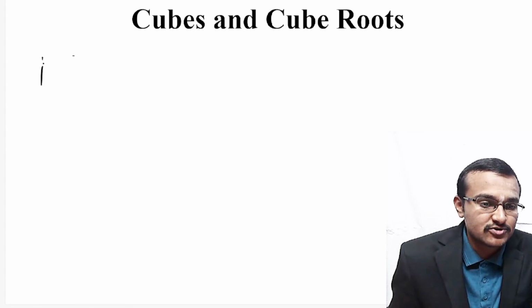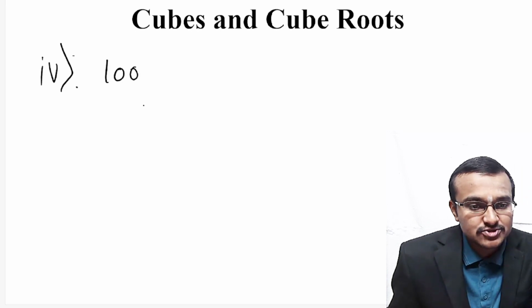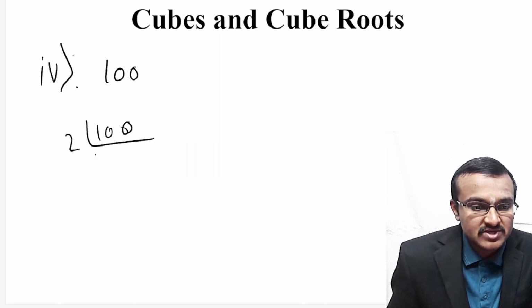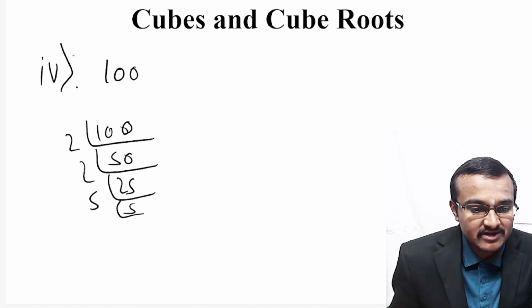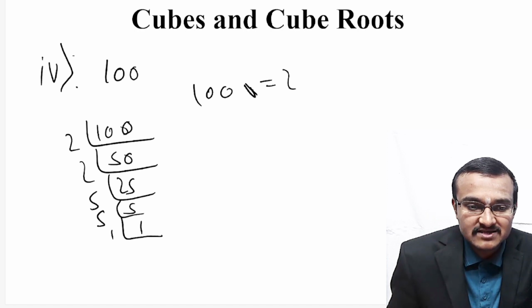So coming to the fourth part in this first question, they have given 100. For 100 also you can do prime factorization. If you take 2, it will become 50. If you take 2, it will become 25. If you take 5, it will become 5. If you take 5, it will become 1. So that means 100 can be expressed as 2 into 2 into 5 into 5.